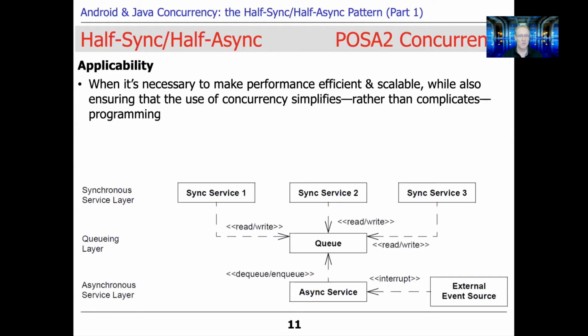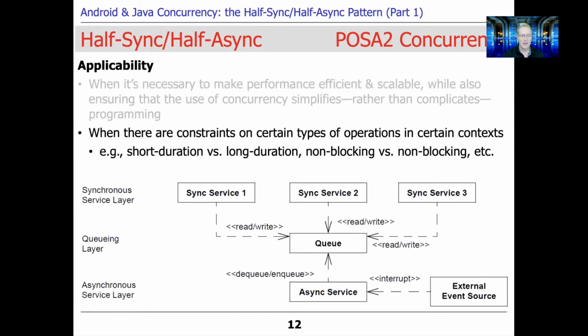So when should you apply this pattern? You should apply this pattern when you want to make performance efficient and scalable, but also trying to make your code as easy to program as possible. And that means trying to do blocking operations in the synchronous layer, and then non-blocking operations in the asynchronous layer, and then queuing up communication between the two layers using a message queue that sits in the queuing layer, which is the layer that mediates between the synchronous service layer and the asynchronous service layer.